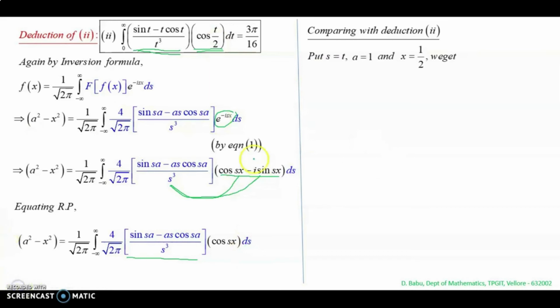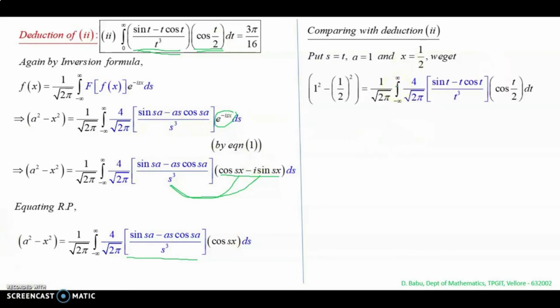We get 1 square minus (1 by 2) whole square equal to 1 by square root of 2 pi, integration from minus infinity to plus infinity of 4 divided by square root of 2 pi, times (sin t minus t cos t) divided by t cube, times cos t by 2 into dt. So this implies 1 minus 1 by 4, which is 3 by 4. And 1 into 4 is 4, square root of 2 pi into square root of 2 pi is 2 pi. So 3 by 4 equals 4 divided by 2 pi, integration from minus infinity to plus infinity of (sin t minus t cos t) divided by t cube, cos t by 2 into dt.